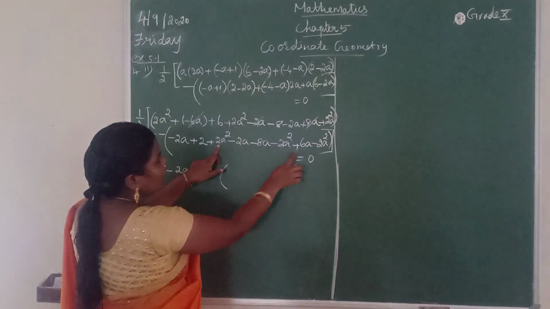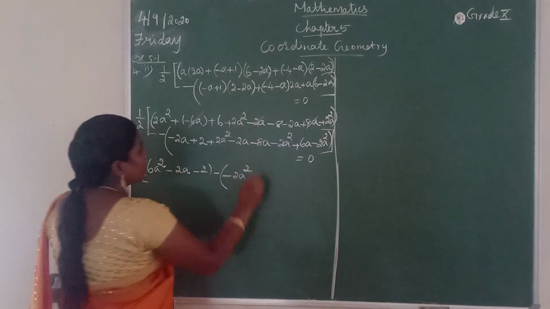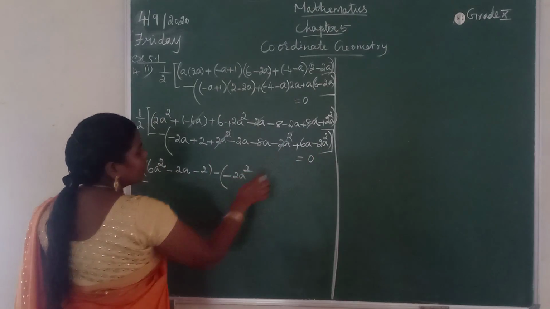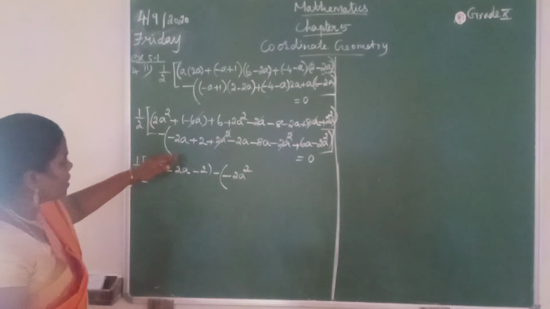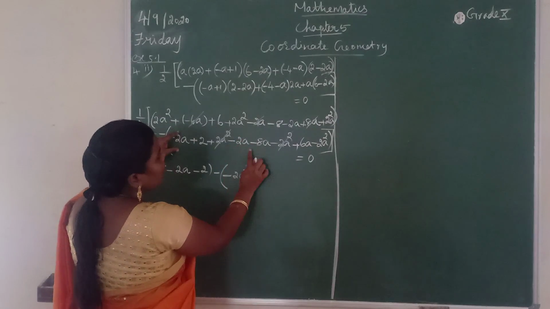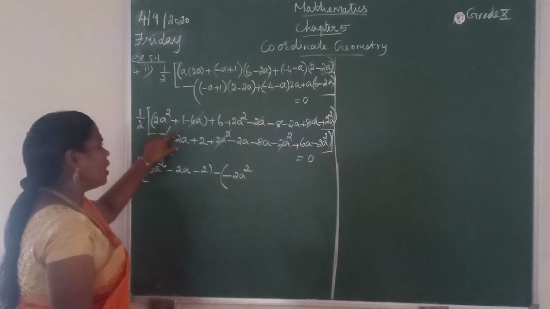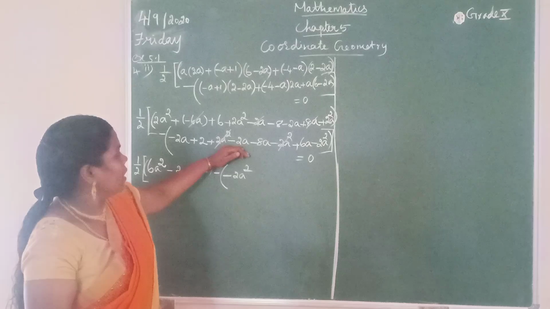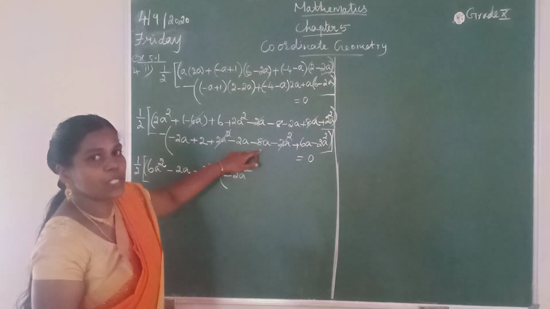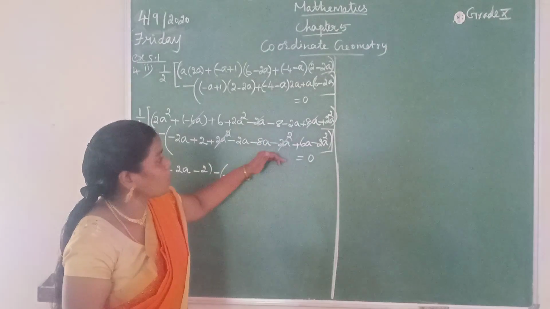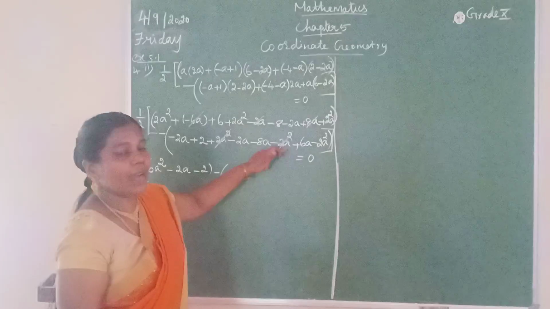2a square, can be cancelled. One more minus 2a square term is there, so minus 2a square. Then the a terms, the 2a square minus 2a square cancel. One more term is there, minus 2a square. And the a terms, minus 2a minus 2a, that is minus 4a, minus 4a, minus 8a. So minus 2a minus 2a, 4a, minus 4a minus 8a is minus 12a. Minus 4a minus 8a is 12a. 12a minus 12a plus 6a is minus 6a.